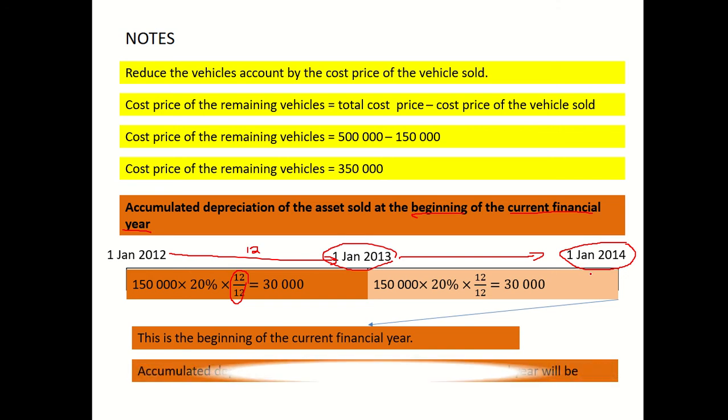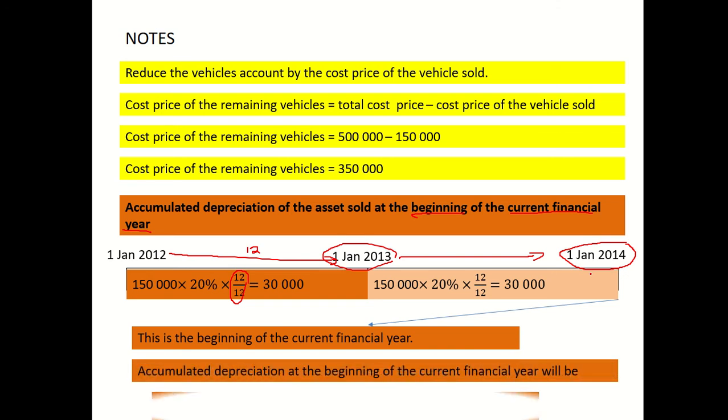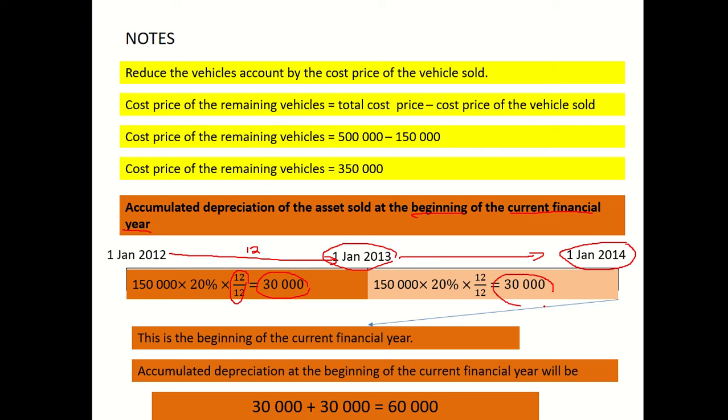All right. Now, accumulated depreciation at the beginning of the current financial year will be 60,000 Rand, which is 30,000 from the 2012 financial year and 30,000 from the 2013 financial year. I hope that is clear. Hence, we have accumulated depreciation at the beginning. Note that the beginning of the year is the 1st of January 2014. Moving right along.